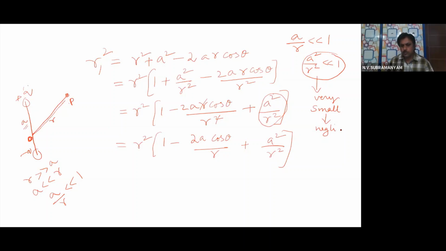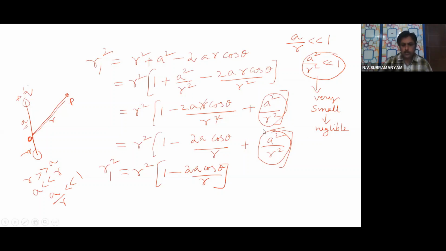Negligible value means I can neglect it. That means this value is so small, I need not consider it at all. I will remove it. Then if I remove it, what am I left with? That r square into 1 minus 2a cos theta divided by r is r1 square.